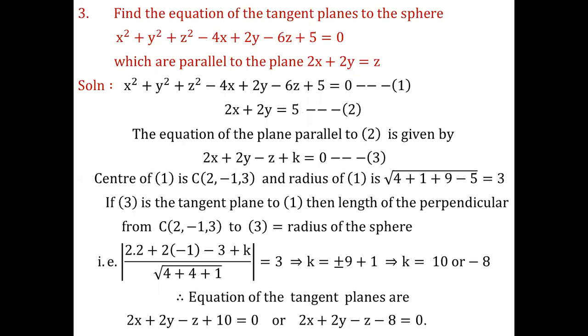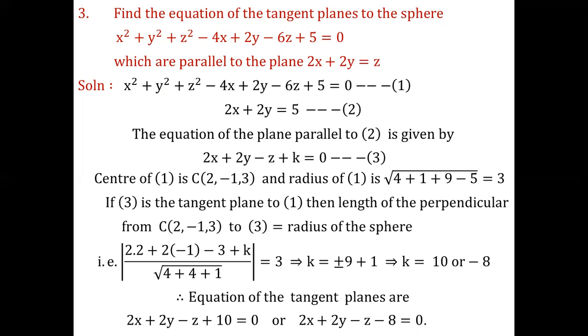Next problem. Find the equation of a tangent plane to the sphere x square plus y square plus z square minus 4x plus 2y minus 6z plus 5 equal to 0, which is parallel to the plane 2x plus 2y equal to z. So let us consider the equation of the sphere as equation 1 and the plane as equation 2. The equation of the plane parallel to 2 is given by 2x plus 2y minus z plus k equal to 0.